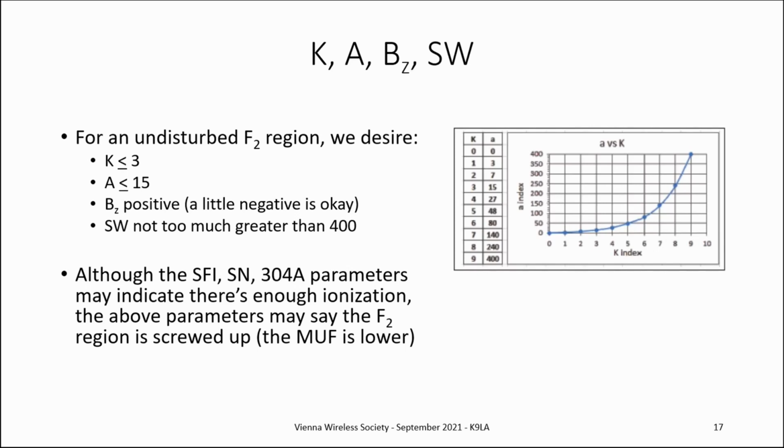Now, just remember that although the solar flux and the sunspot number and the 304A parameters may indicate there's enough ionization, the Ka, Bz, and Sw parameters may say that the F2 region is really screwed up and the MUF is lower. So you kind of have to remember that the Ka, Bz, and Sw can have an adverse effect on the ionosphere.